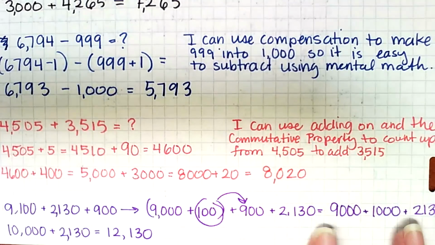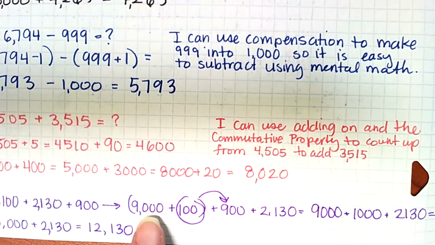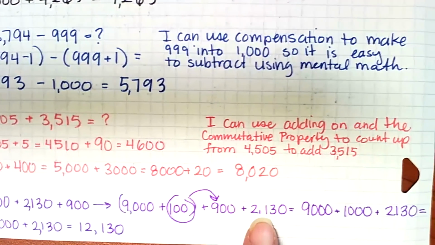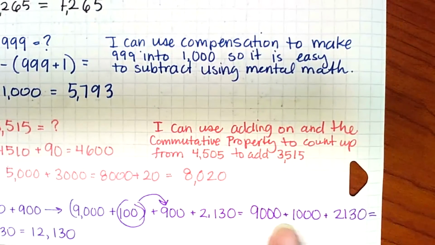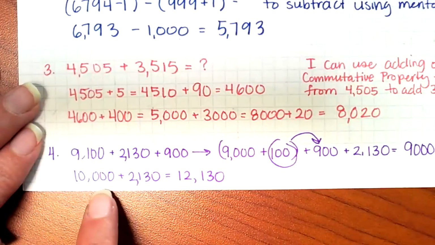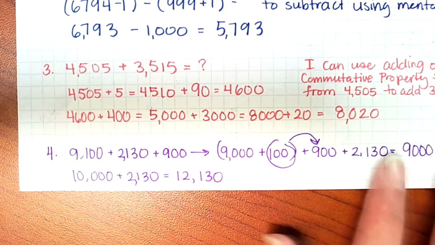Now for the last question, you had 9,100 plus 2,130 plus 900. So my 9,100, I separated that into 9,000 plus 100. And I added that 100 to the 900. And then I was going to add the 2,130. So my 9,000 became 9,000 plus these two together was 1,000 plus 230, gave me 10,000 plus 2,130, which equals 12,130.